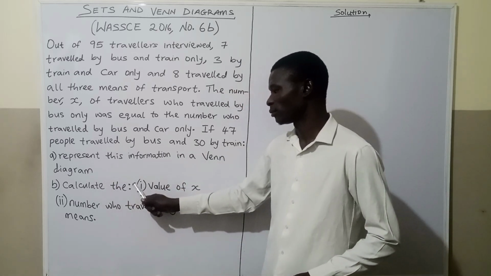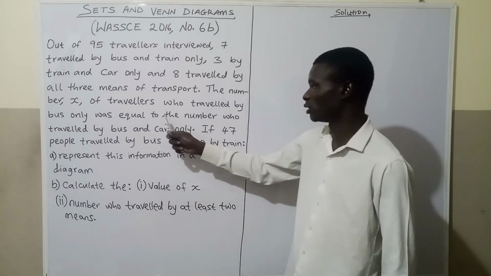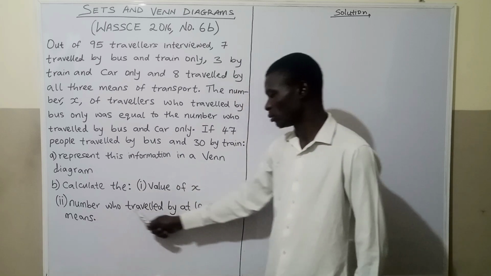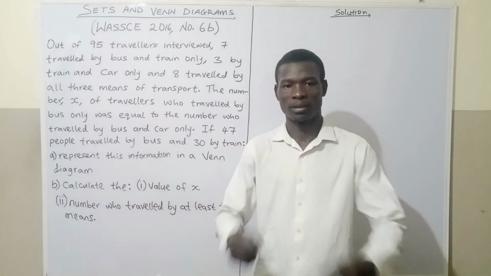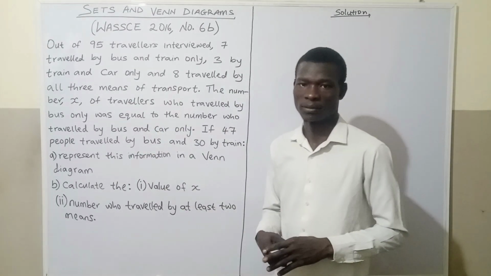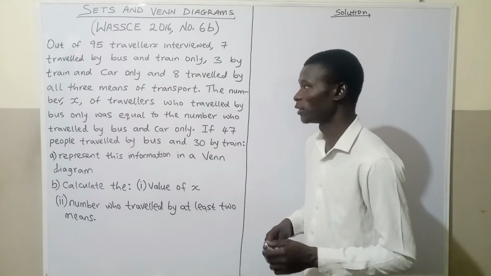Calculate (i) the value of X, which is what we have here, and (ii) the number who traveled by at least 2 means of transportation. And like we always do, the first thing is to bring out all the parameters that are given in the question, and of course you know what representation we are supposed to use for each of them.